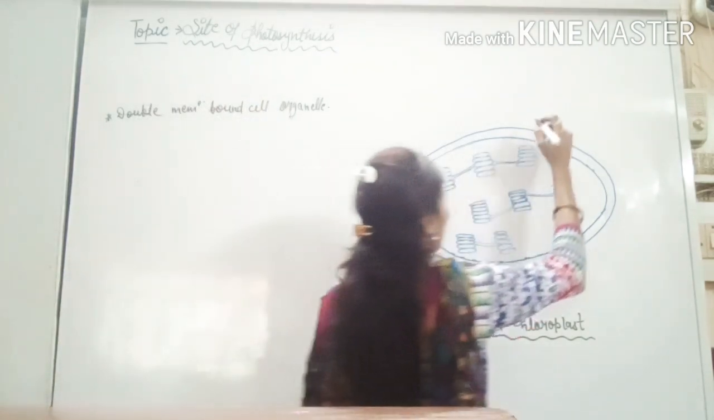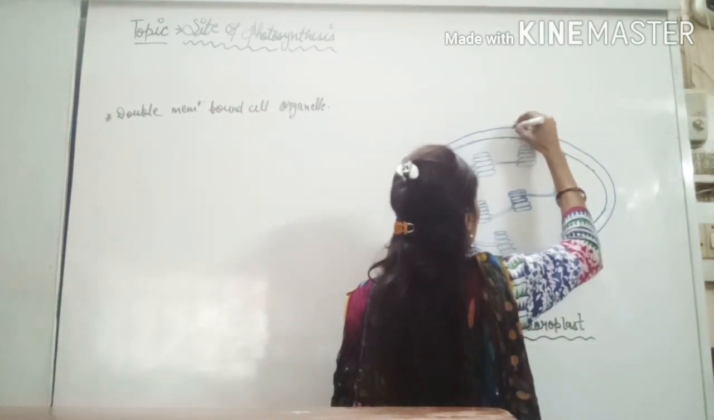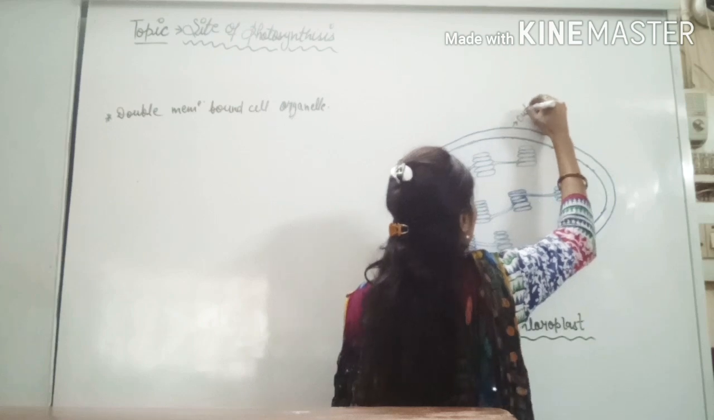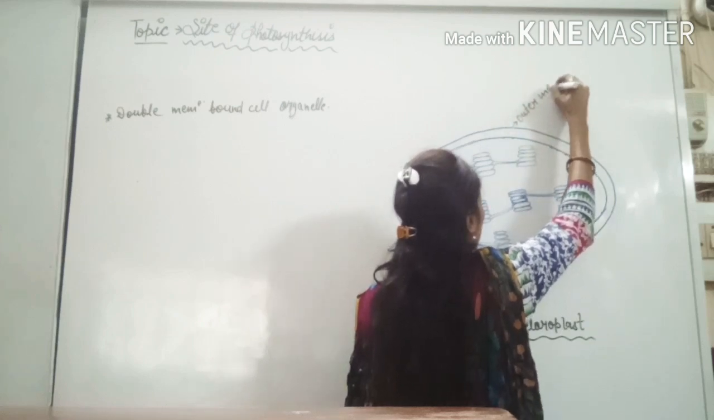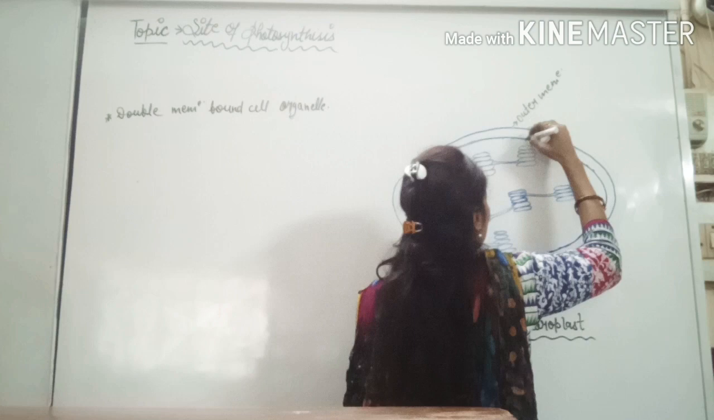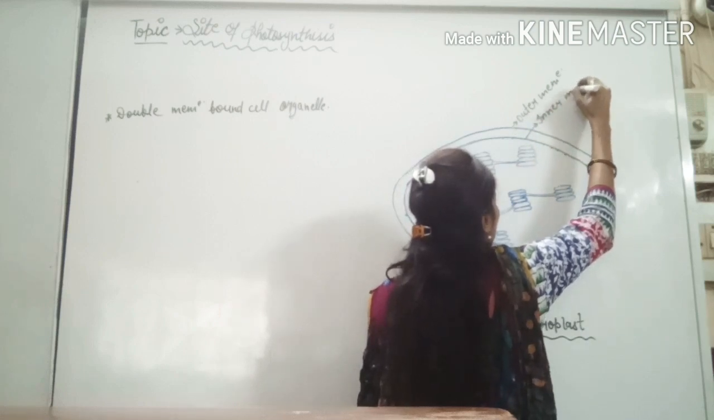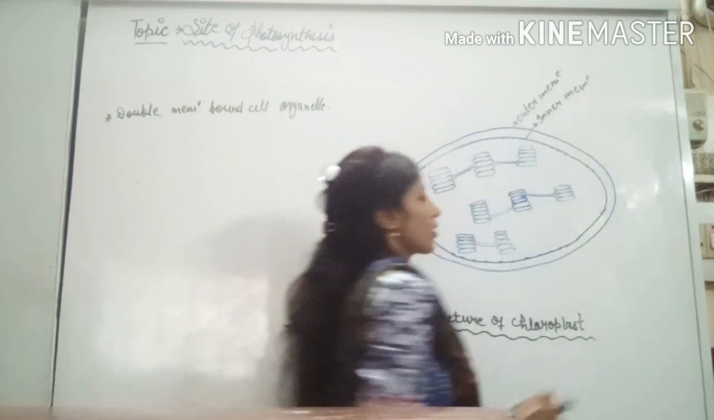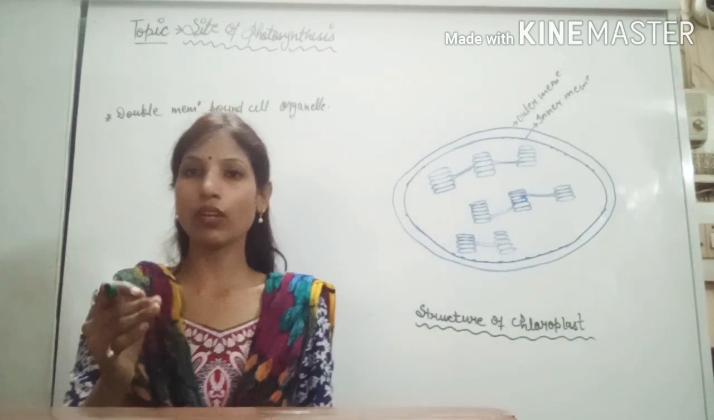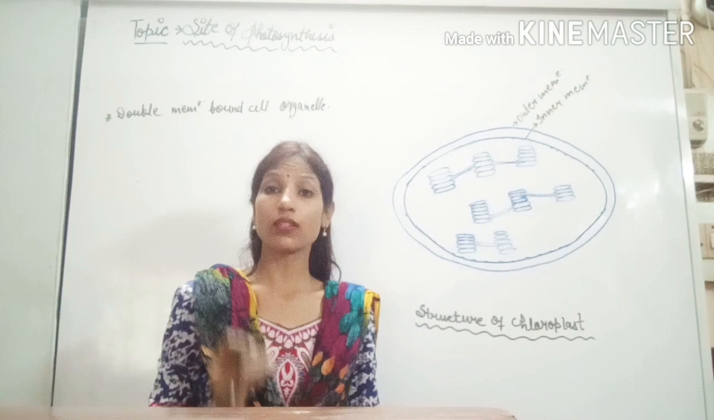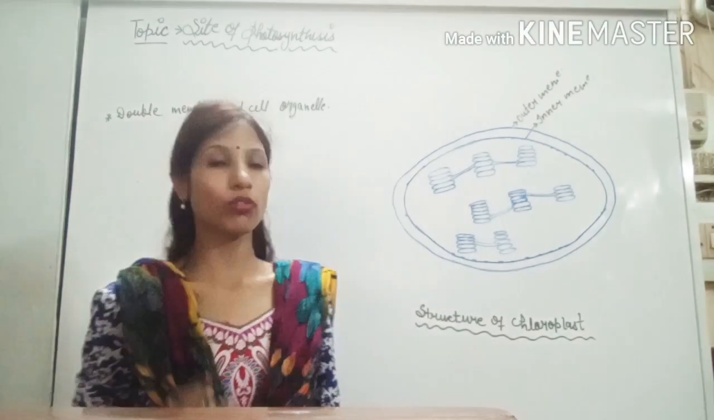So here we can see this is the outer membrane, and this is the inner membrane. We can take one more example of a double membrane bound cell organelle. What is it? It is the mitochondria.